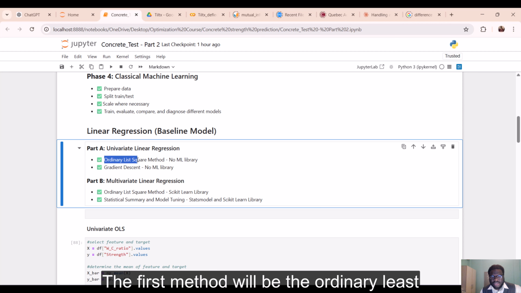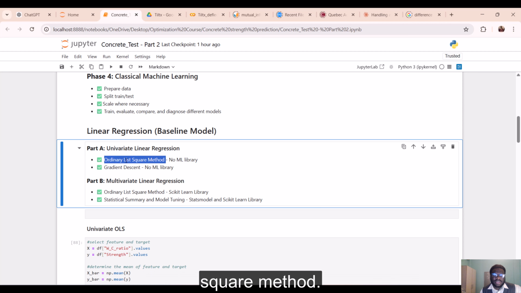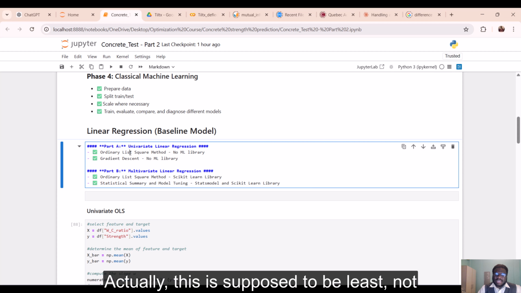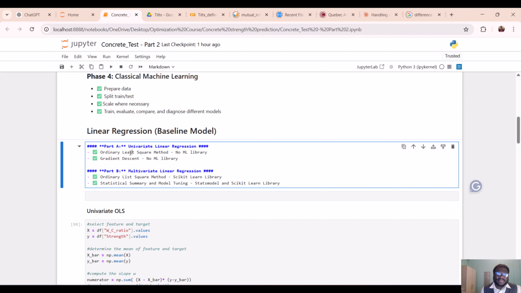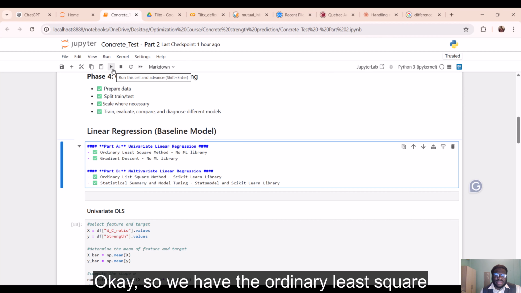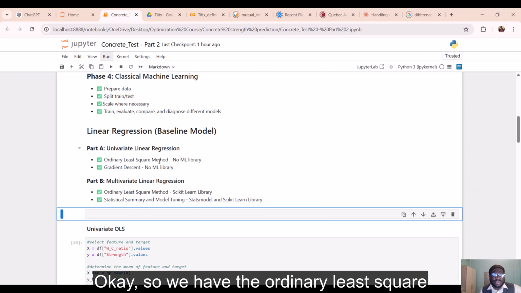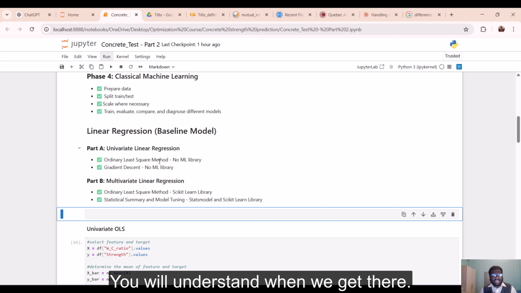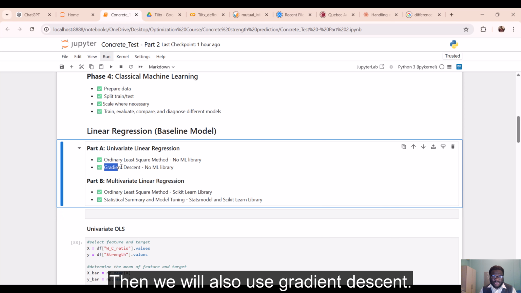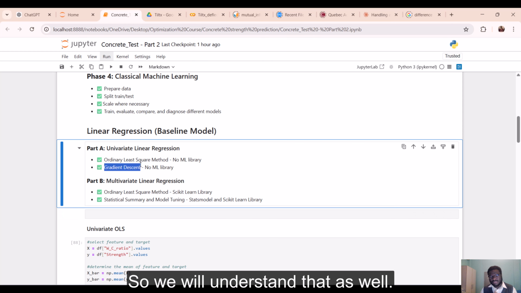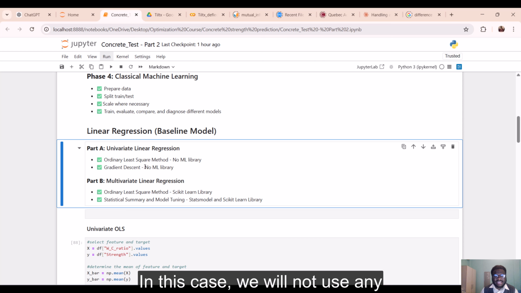The first method will be the ordinary least square method. Actually, this is supposed to be least, not list. Okay, so we have the ordinary least square method. You will understand when we get there. Then we will also use gradient descent, so we will understand that as well. In this case, we will not use any machine learning library.